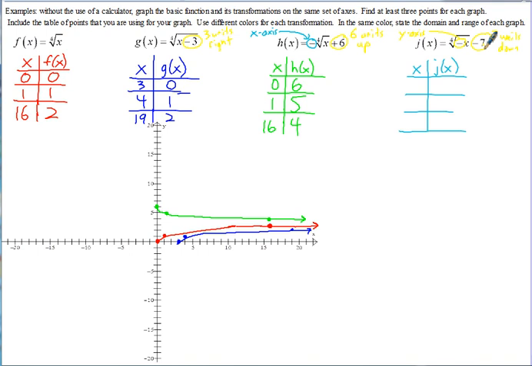Okay, so let's take our original points here. Start with 0, 0. Well, after it gets reflected about the y-axis, that's still going to be 0, 0. It's just going to be heading this way. So that doesn't change anything. But then you subtract 7 from it. So 1, 2, 3, 4, 5, 6, 7. So that's going to be at the point 0, negative 7.